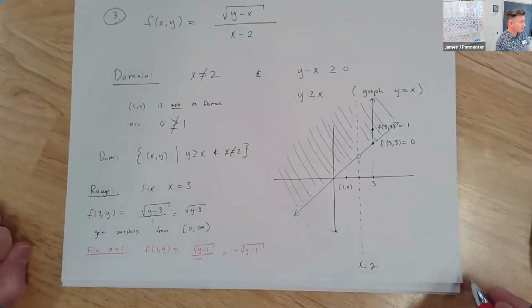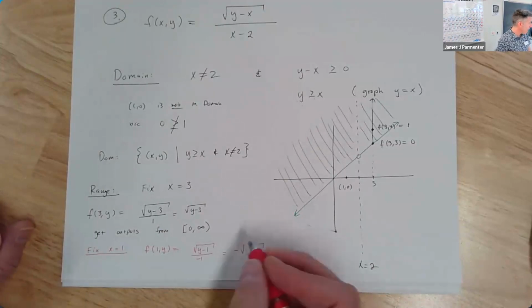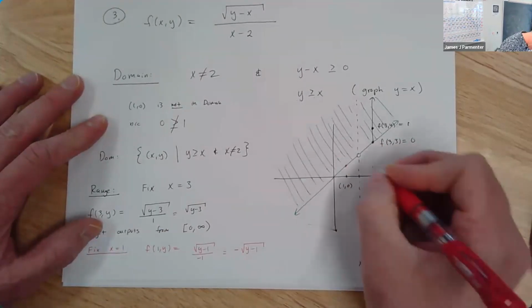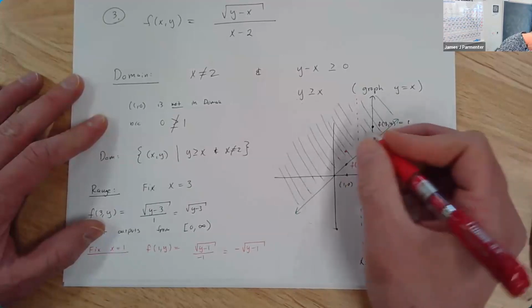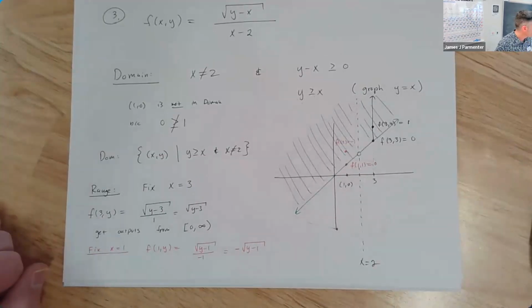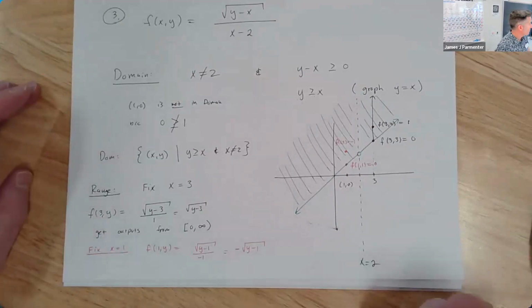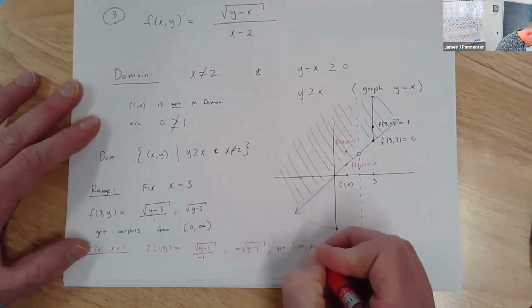So now as the y values get larger, if y is 1, I get 0. If y is 2, I get 2 minus 1, which is the square root of 1, but it's the negative square root of 1, which is negative 1. And the bigger y gets, the more negative my outputs get. So right here at 1 comma 1, f of 1 comma 1 is 0. And up here at, say, 1 comma 2, f of 1 comma 2 is negative 1. And so on and so on. So I can see that I get all the way as negative as I want to be as well. So I get everything from negative infinity to 0.